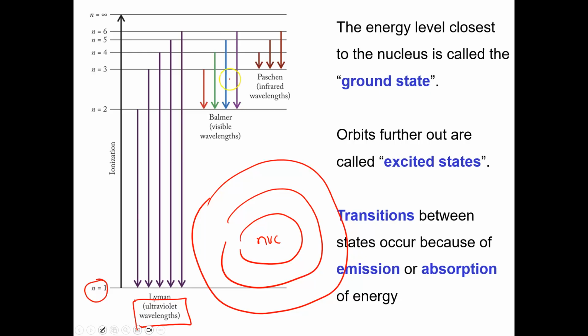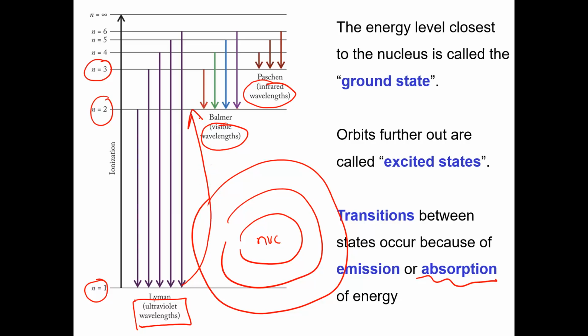Any movement of an electron that ends at n equals 2 results in emission of visible light. Okay, so as it falls down to n equals 2, visible light gets emitted. When an electron moves down to n equals 3, infrared light gets emitted. Now, when photons are absorbed, the opposite occurs. They move from lower lying energy levels up to higher energy levels.